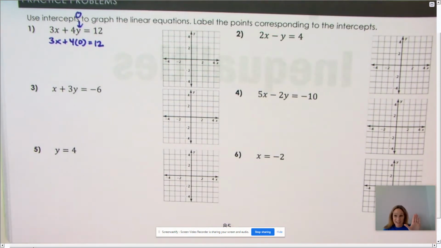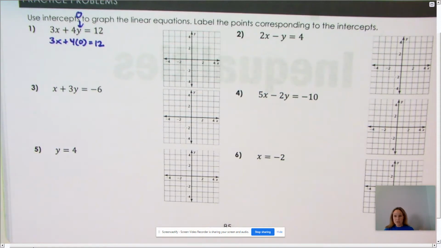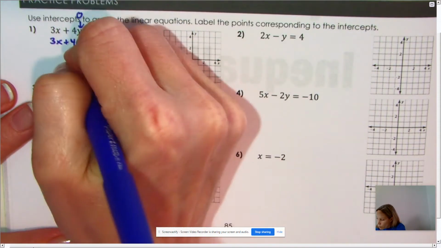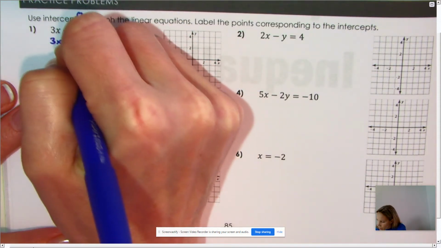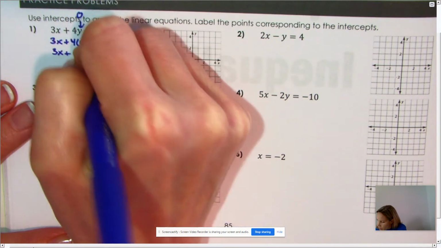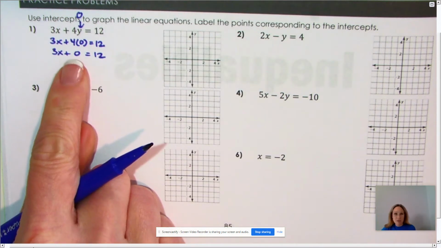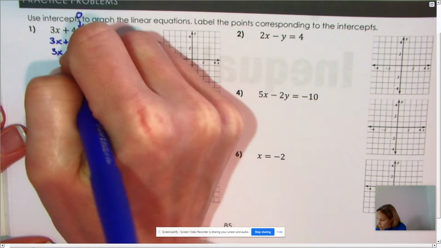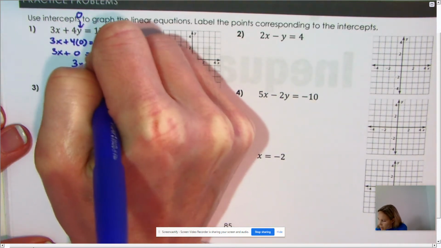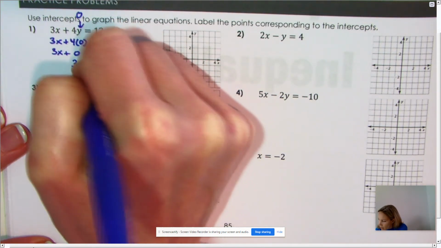I'm going to show you a shortcut on the next problem, but I just want you to understand what we're doing. Okay, so 4 times 0 is 0. So 3x plus 0 equals 12. Well, anything plus 0, that just goes away. So I have 3x equals 12, divide by 3, so x equals 4.